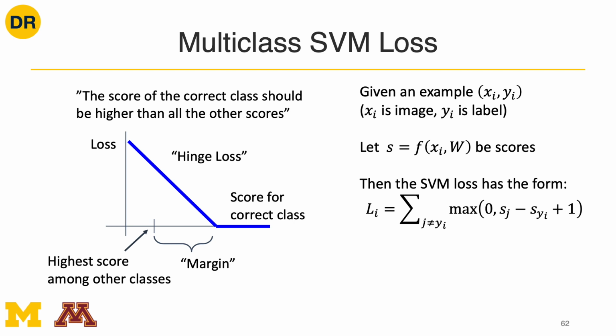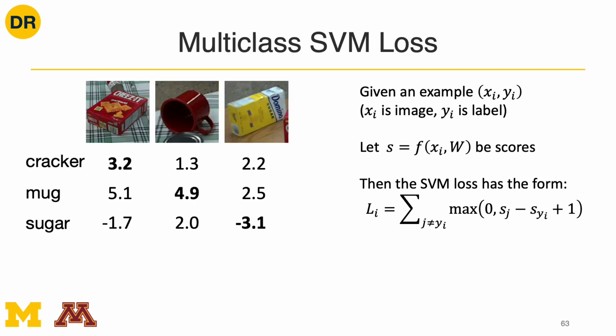Let's work through an example to build some intuition about the notation in this slide. Let's say that we have 3 example images, and each image has a corresponding label. The left column is the cracker box that we've been talking about. The middle column is an image and the corresponding scores produced for a mug from our data set. The third column is a sugar box, and the scores produced by our model for the sugar box.